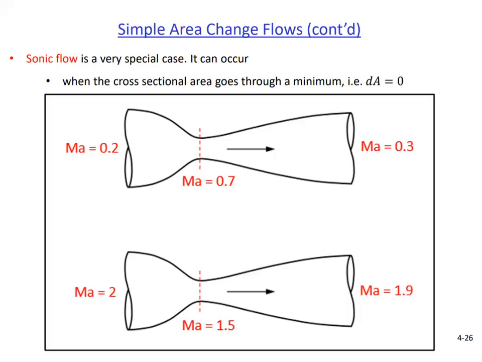What determines whether there will be sonic flow at the throat or not is the nozzle shape and the inlet and outlet conditions, such as the pressures. We will talk about the details of these later.